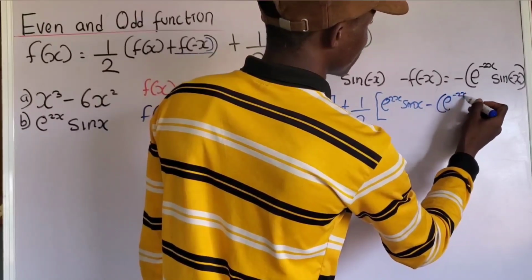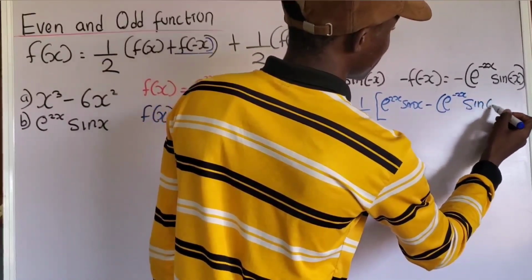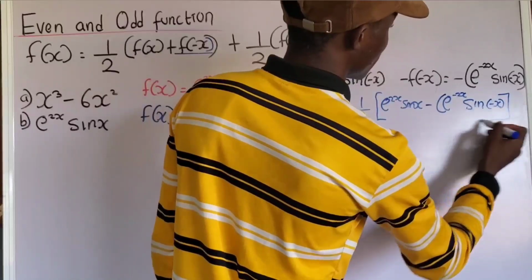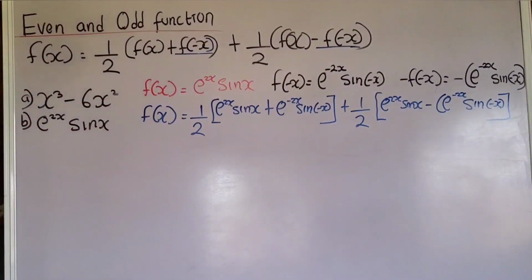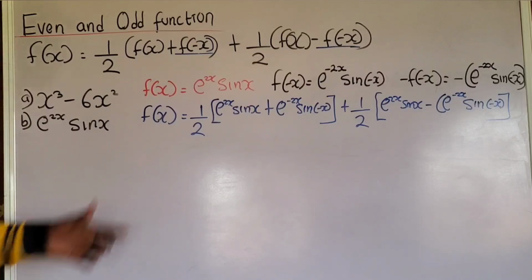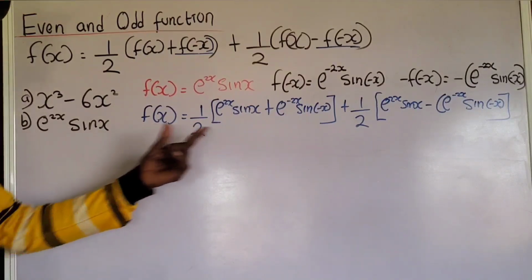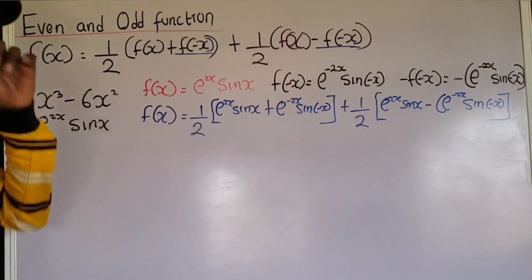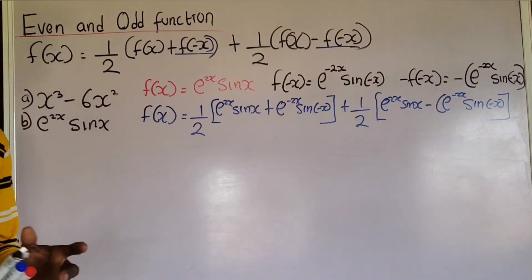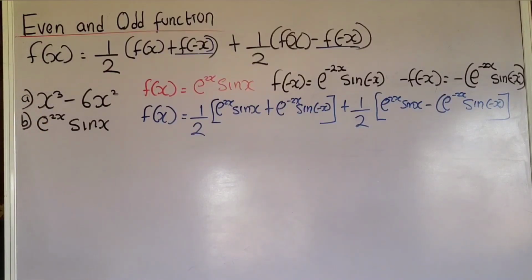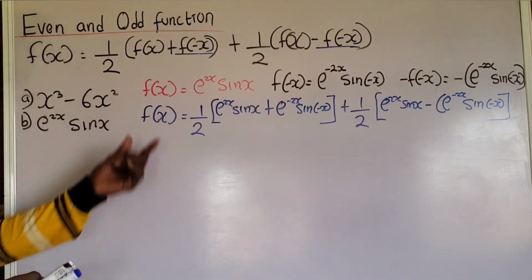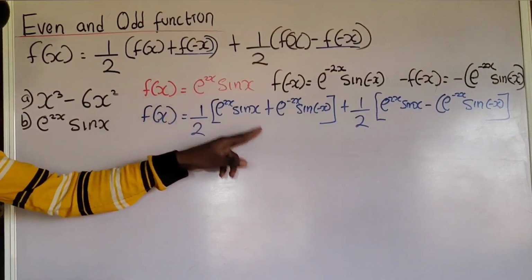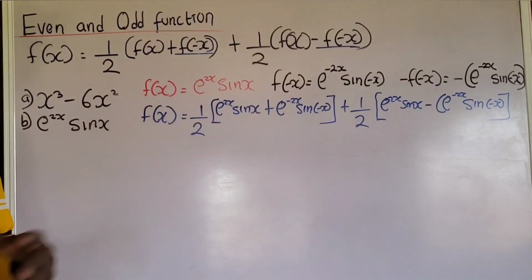(-x) sin(-x). Close the bracket. You can see that we are almost done. So we want to test whether f of x is equal to this. If it is equal, that means the function can be written as the sum of an even and odd function. You understand? But if it is not equal to x sin x, that means it cannot be written like that. Okay, so let us proceed.